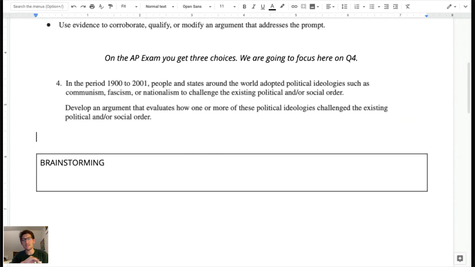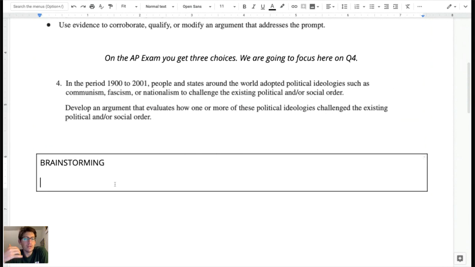I'm going to leave out fascism tonight, I think, just because I figure I would get into too many details talking about that one. And I want to draw your attention to another thing: how they challenge the existing political and or social order. If that said and, our thesis and our essay would have to address both. But it says and or, so I can address political and social, or just one of the two.